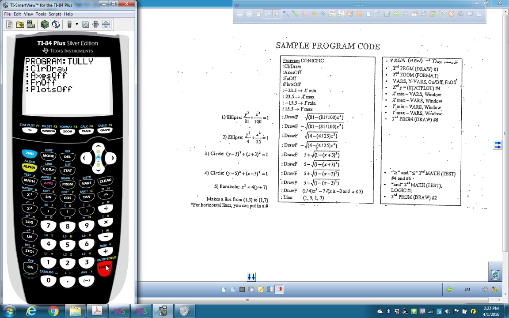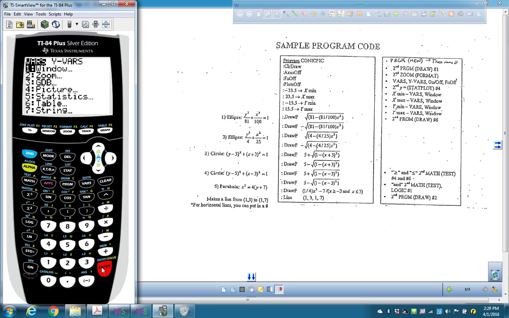So you go negative 23.5. This little arrow is your store key. So you go over here to store, right above the on key. And you store that, not as A, but as X min. To find X min, this takes a few steps. You have to go to vars, window, and X min.